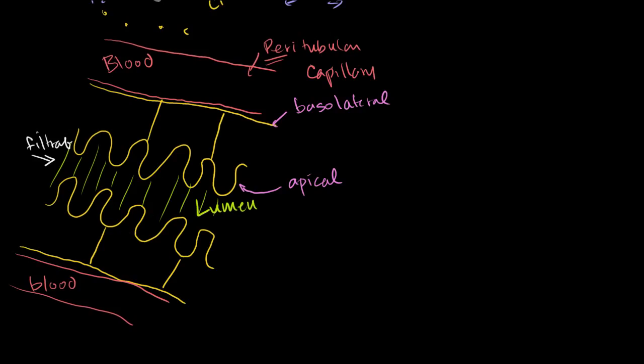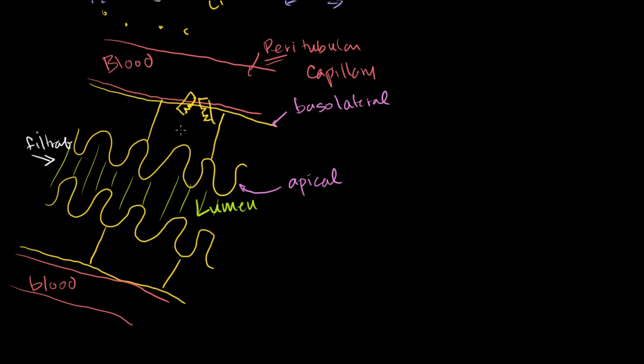Let's think about what happens with the glucose. So what happens is we actually have sodium-potassium pumps on the basolateral side of these cells. So these are sodium-potassium pumps. I'll just draw one right here. And you might want to watch the video on sodium-potassium pumps. I have a whole video on it.